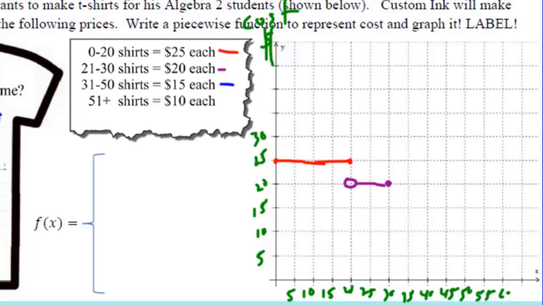Then do this one in blue. Maybe do this one in yellow. I don't know, but you should have a cool little function there. Then see if you can write the equation. They're all going to be constants. The first one is $25.